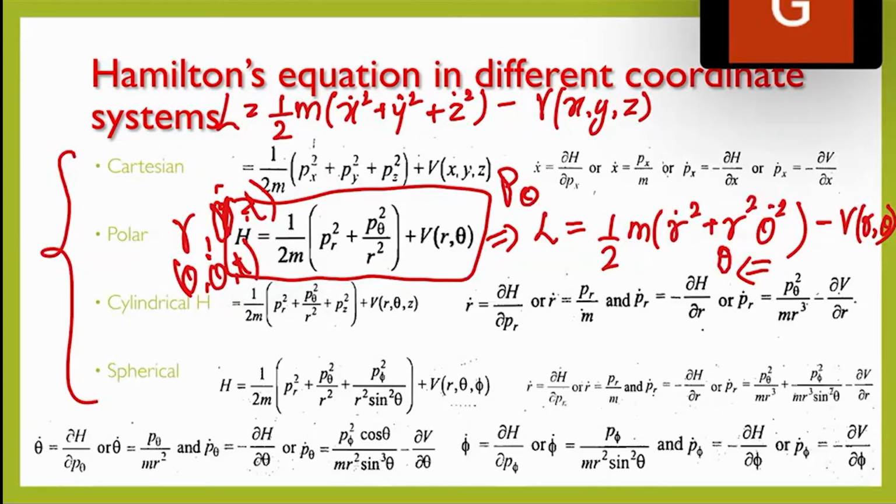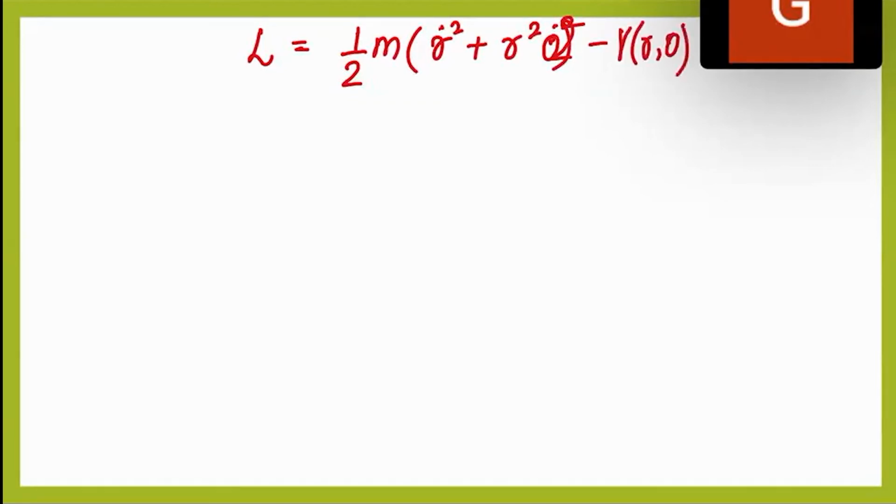Now, similarly, you can extend this example of a free particle to cylindrical and spherical coordinates. Now, let me come back to the second point: how to find the Hamiltonian if you have L given to you. L is equal to, for the polar coordinates, I am taking, half m (r dot square plus r square theta dot square) minus V(r, theta). Okay, this is your L.